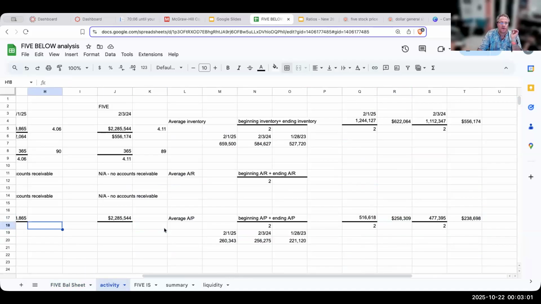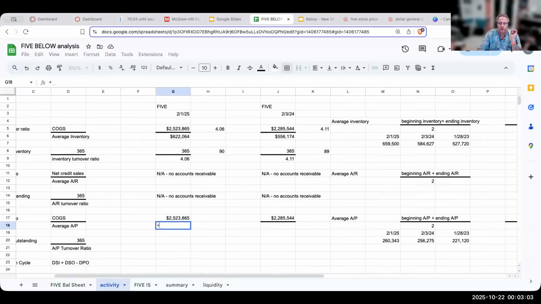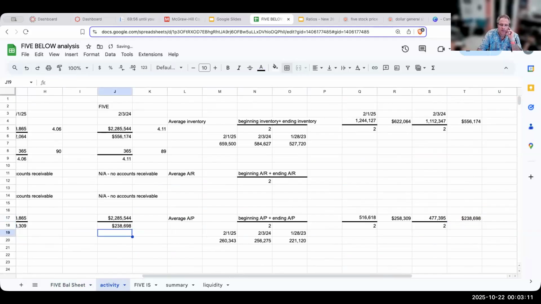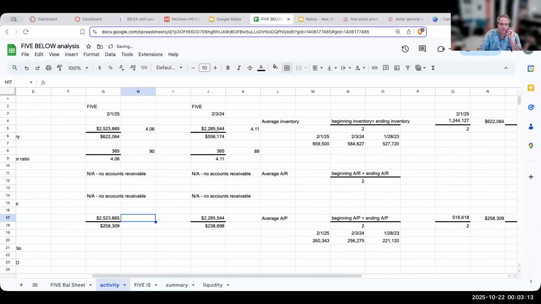Let's go ahead and compute this. So our average accounts payable is going to be 258,309. And then over here, this is going to be 238,698. So in terms of a ratio, this right over here is going to be 9.77 times. This is going to be 9.57 times.